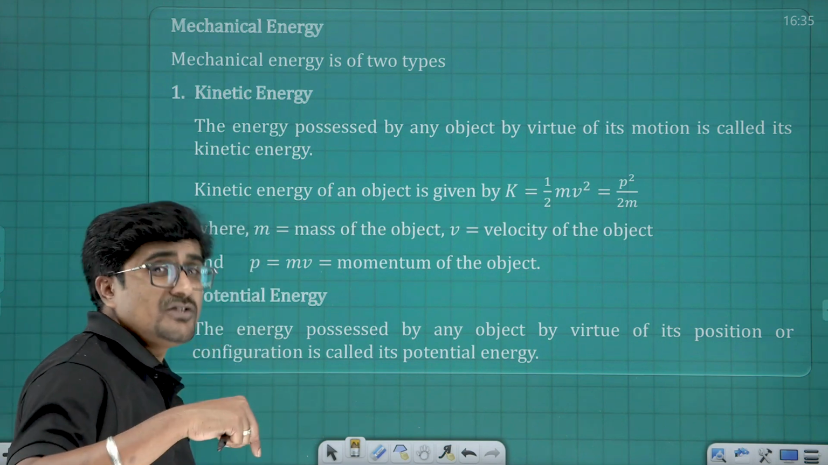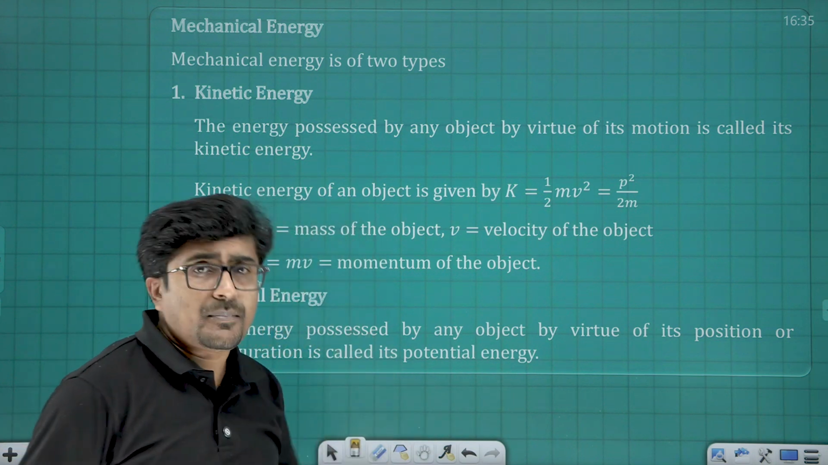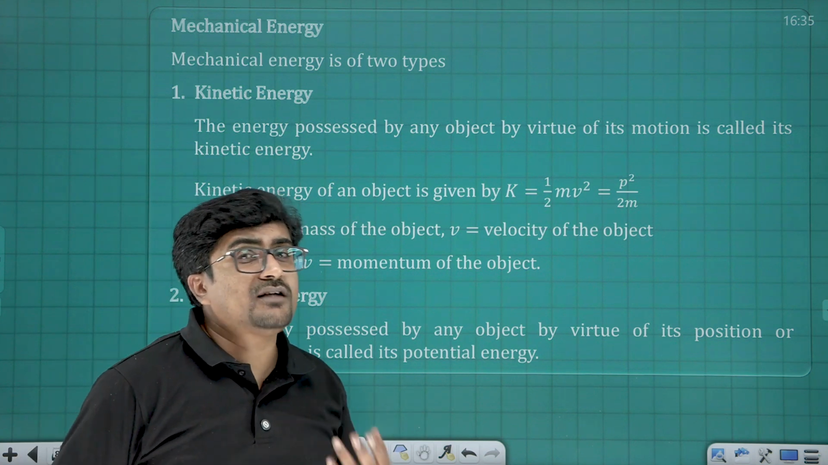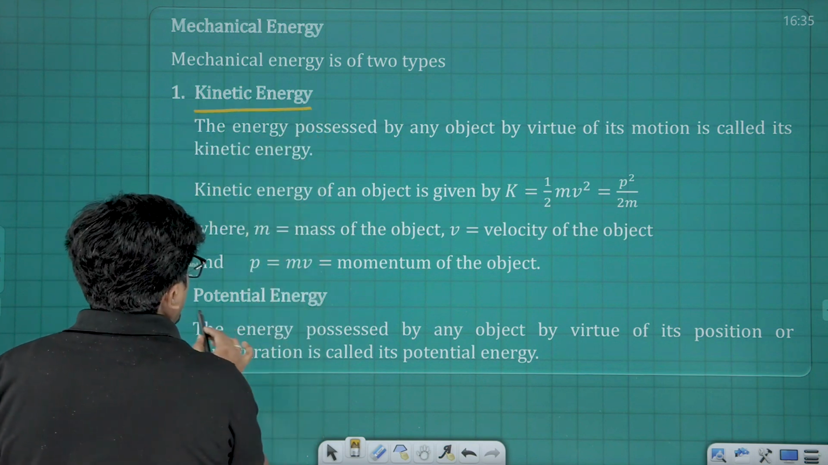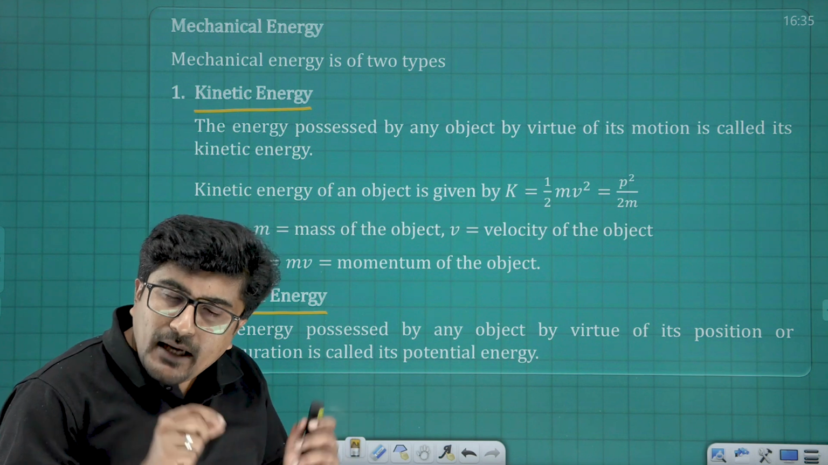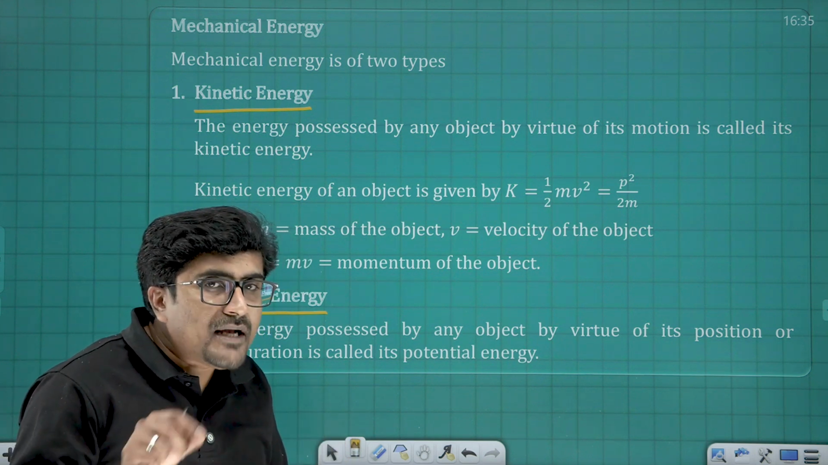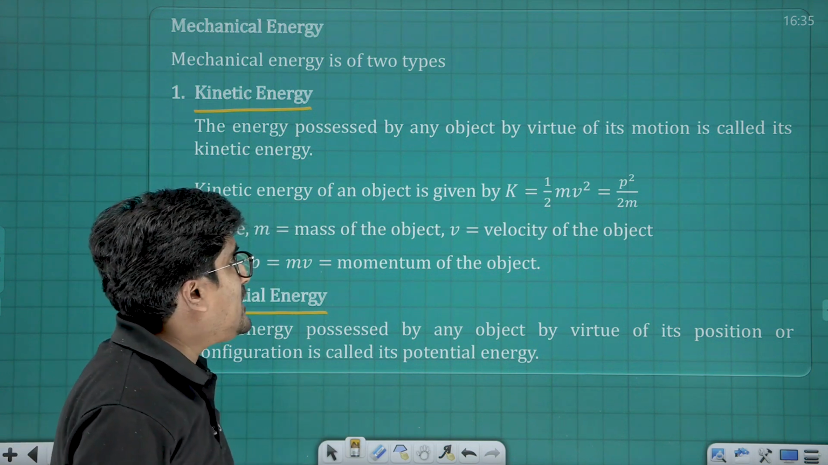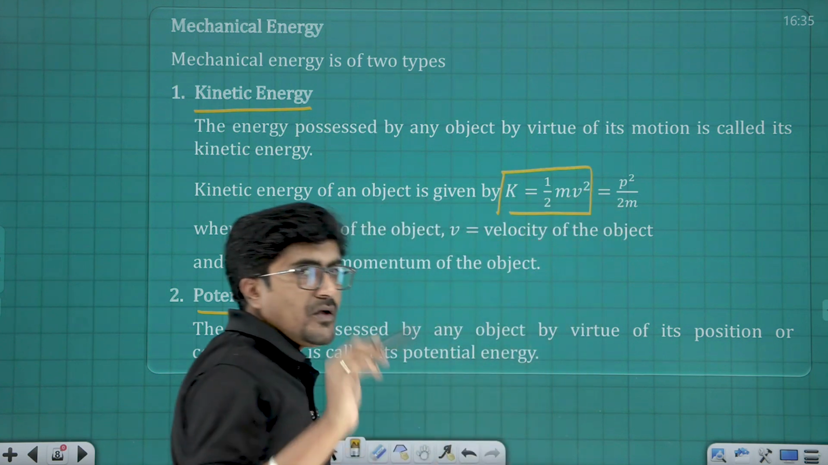In this particular session we will be discussing mechanical energy only. As you all know, we can classify mechanical energy into two: the first one is kinetic energy and the second one is potential energy. Kinetic energy is the energy possessed by the body by virtue of its motion, and the mathematical expression for that is half m v square. So kinetic energy K is equal to half of m into v square.